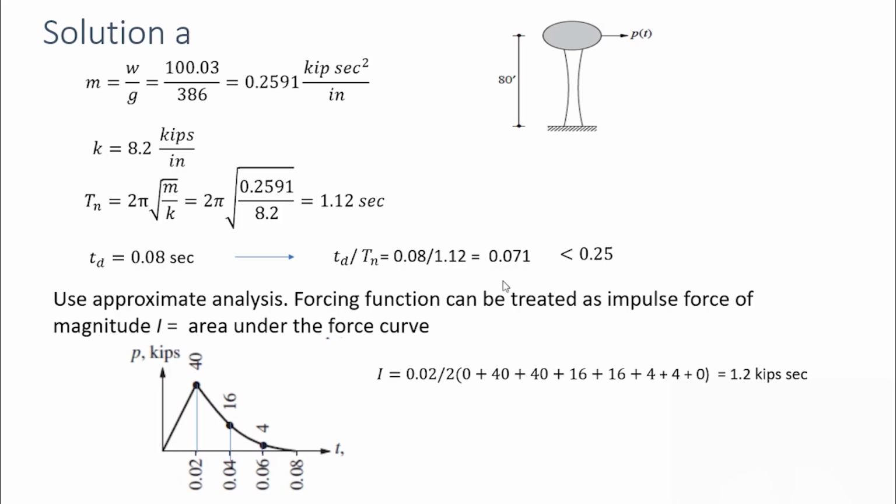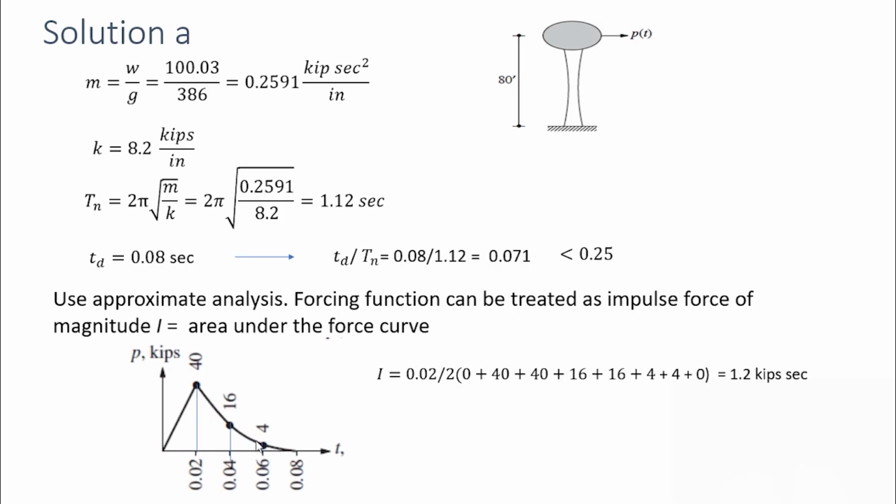We just learned that if this TD by TN ratio is less than 1 by 4, we can use the approximate analysis to solve this. So this 0.071 is less than 0.25, so we can use the approximate analysis. The forcing function can be treated as an impulse force of magnitude I, and that magnitude is the area under this curve. So we can find the area under this curve using the trapezoidal method.